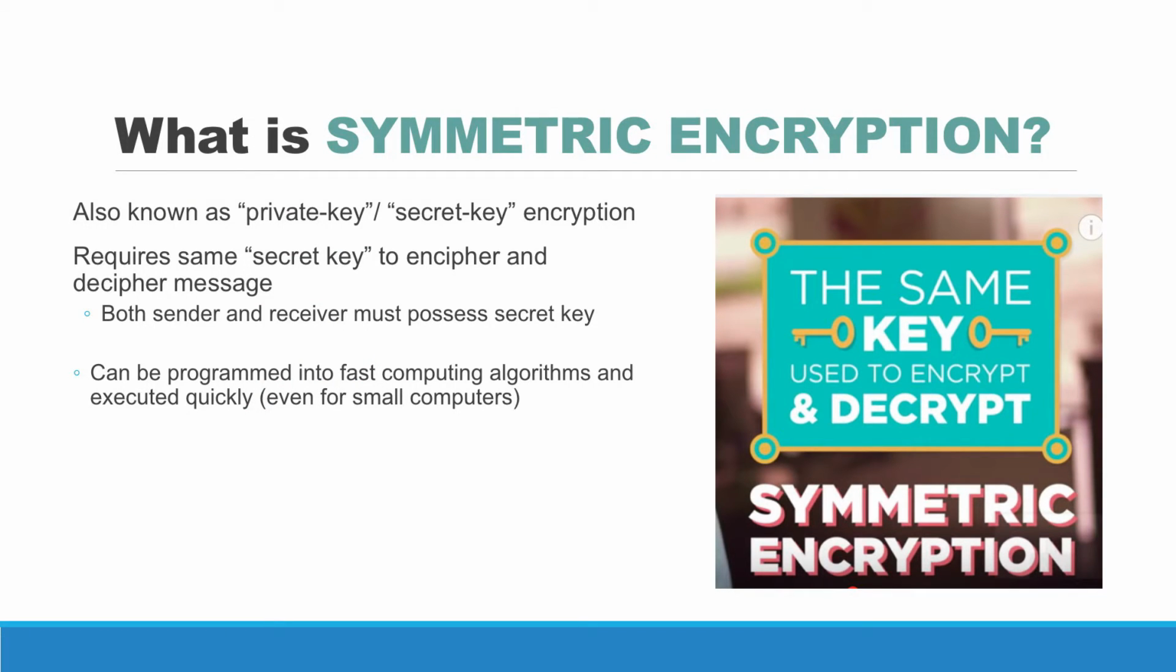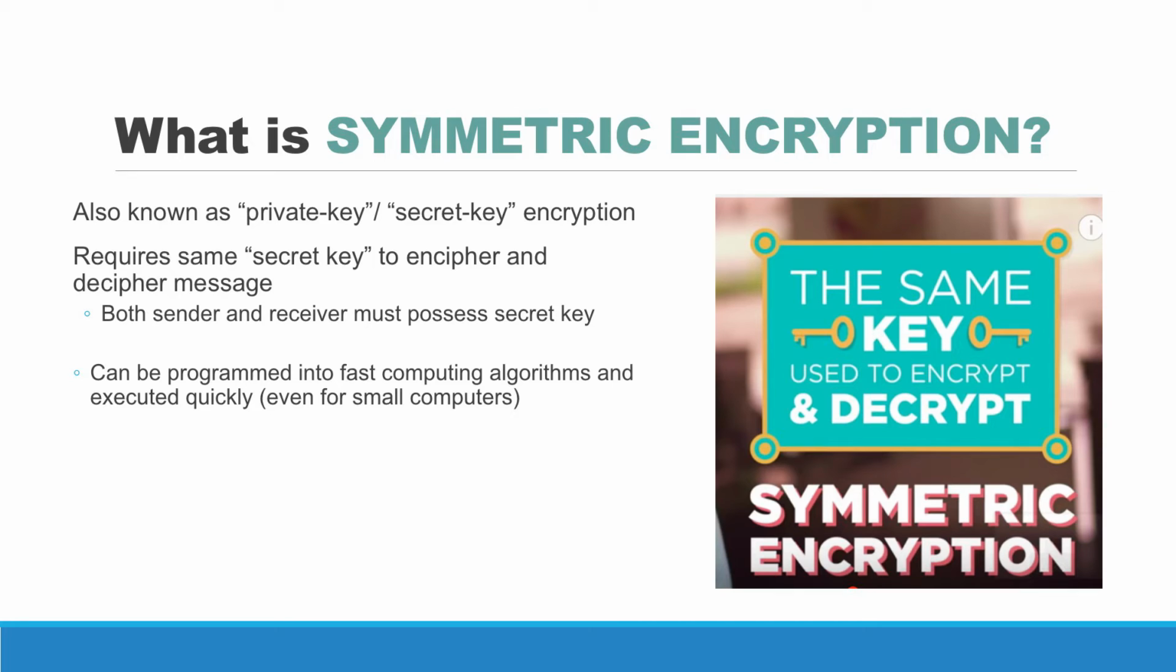Symmetric key encryption is also known as private key or secret key encryption. This requires the same secret key to be used when someone enciphers and deciphers a message or a piece of data. In order for this type of encryption to work, the sender and receiver must both possess that secret key. Symmetric encryption methods can be extremely efficient, requiring minimal processing to either encrypt or decrypt a message.